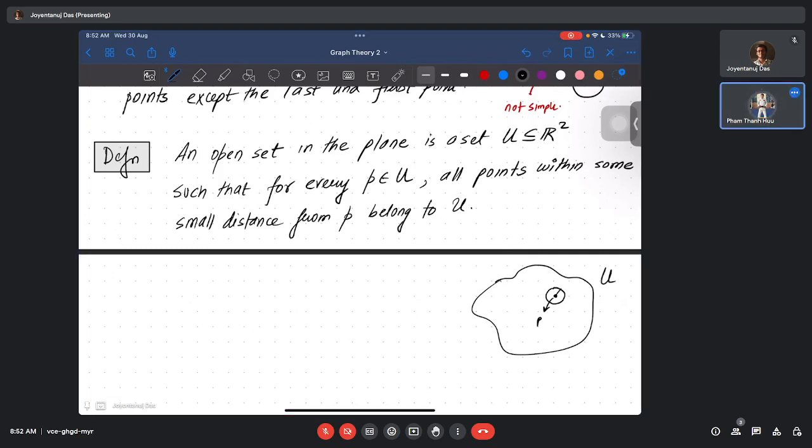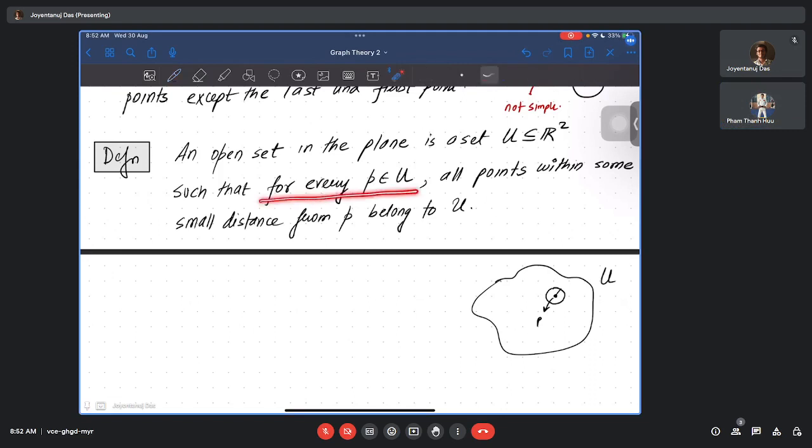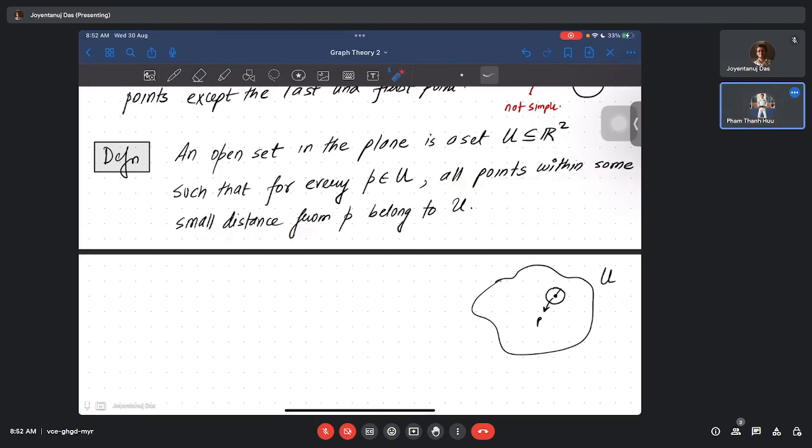So here it's saying for every point P belongs to Q, all points within. So for some points in the border, it will not work. That's why this is not an example, I'm just explaining. So for example, the border points will not work.